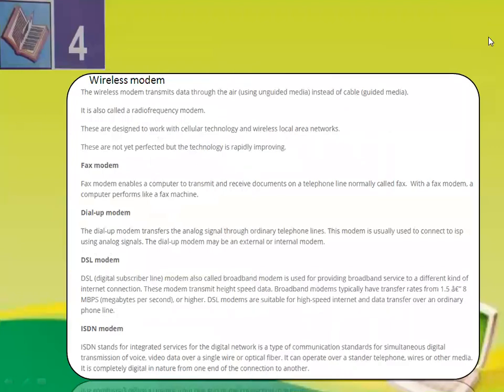So dear students, here we have another type: the wireless modem. The wireless modem transmits data through the air using unguided media instead of cable, guided media. It is also called a radio frequency modem. These are designed to work with cellular technology and wireless local area networks. They are not yet perfected, but the technology is rapidly improving.